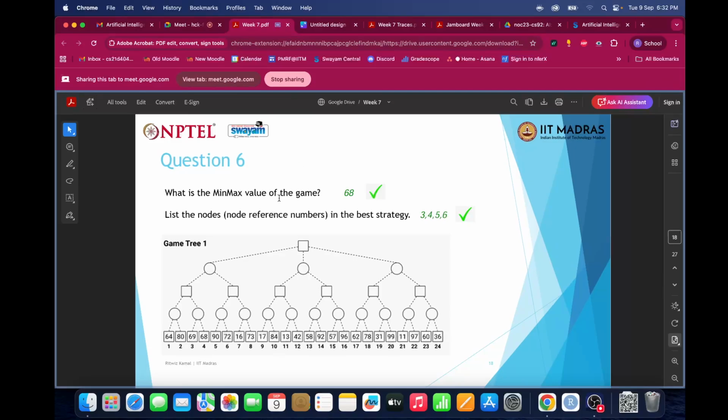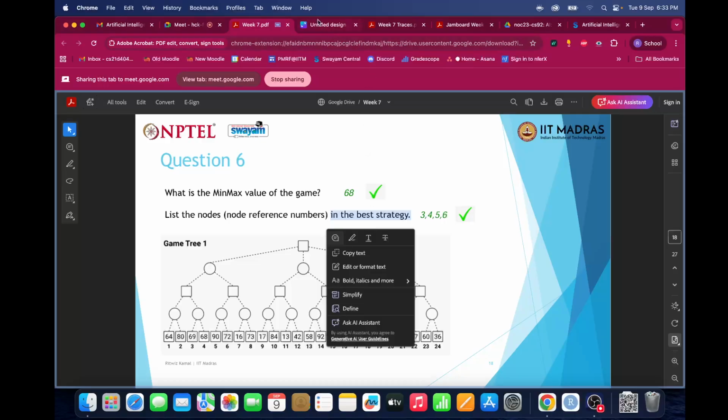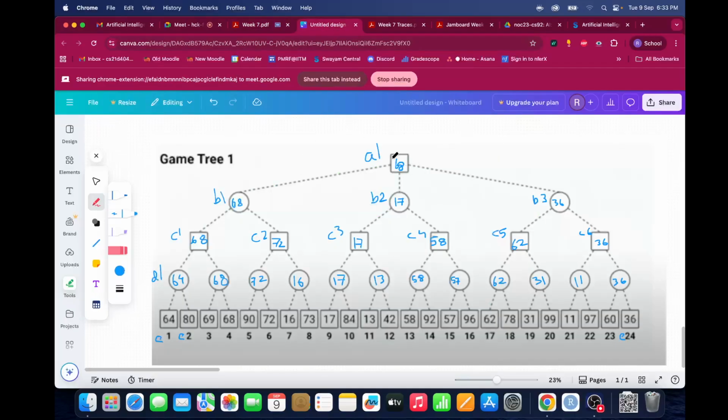So this is the min max value of the game. I just showed you the answers already, but you can still verify your intuition. List the nodes or the node reference numbers that are contributing to the best strategy. And how do we decide that? To decide that, we have to see where this 68 value is coming from. Okay, so let's trace it back.